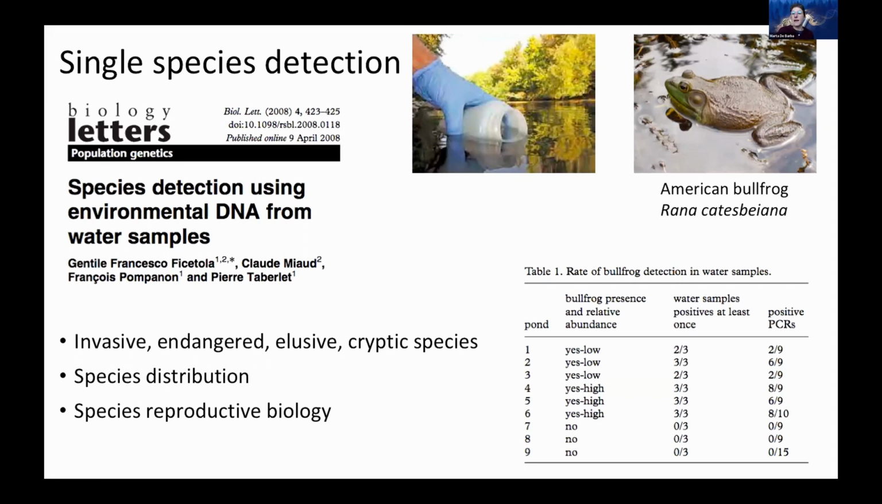This way, they showed the potential of the method for tracing the spread of the invasion, but also for detecting other possibly elusive cryptic species, including endangered species, and therefore estimating their distribution, and also studying cryptic aspects of their biology, like spawning behavior, for example.